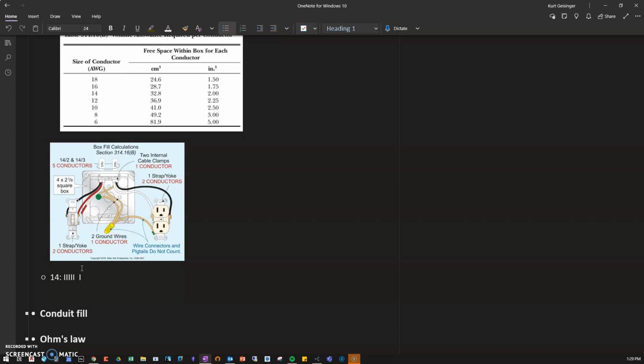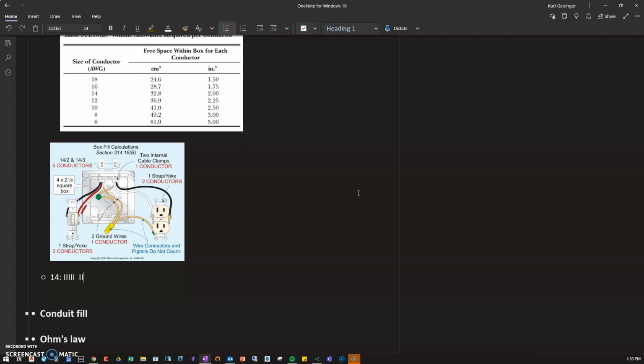Do I have internal cable clamps? Sure do. In this case, I actually have 2 of them. But remember, we're only going to count a single volume based on the largest conductor in the box. Here's my cable clamps. 1, 2. My largest conductor is a 14, so I'm going to count a single volume 14.